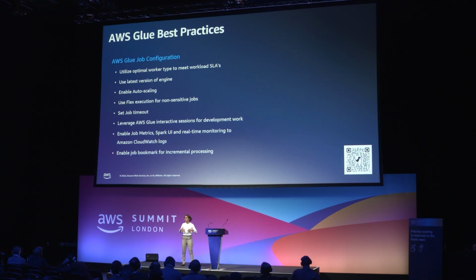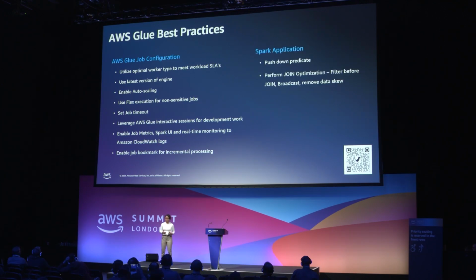Now, let's summarize best practices of using AWS Glue. When you select your worker type, make sure you drive from your performance need and SLA. Enable auto-scaling so Glue can scale out and in based on your workload. Set job timeouts. By default, it's 48 hours. You can always adjust it as you need. And then turn on monitoring so you can always monitor your performance and make the necessary adjustments.